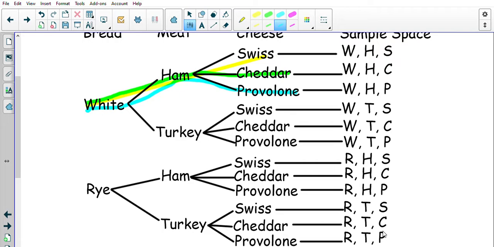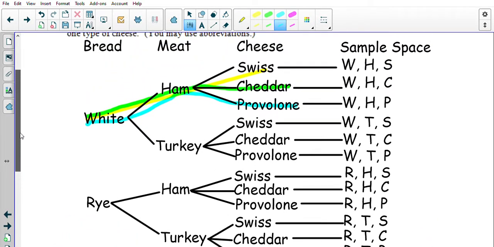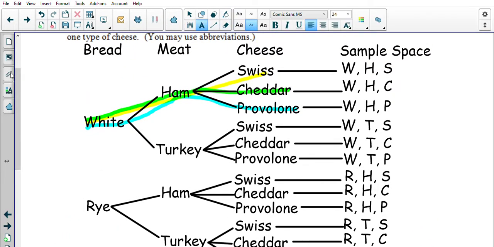What I'm going to mention here too is that if I want to figure out the total number of outcomes, which is my first question down below here, I can keep in mind that I had 2 choices for bread, I had 2 choices for meat, and I had 3 choices for cheese.